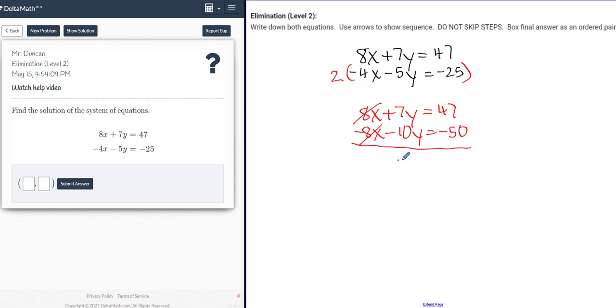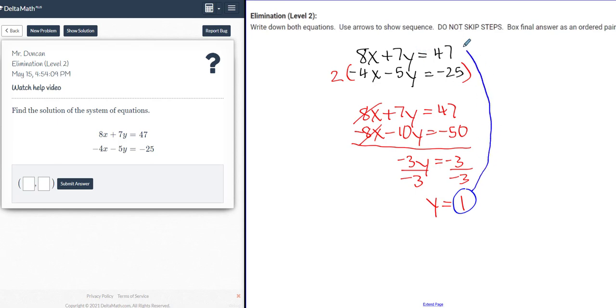7y minus 10y is negative 3y. And then 47 minus 50 is negative 3. We'll divide by a negative 3 on each side, and we find out that y is equal to a positive 1.